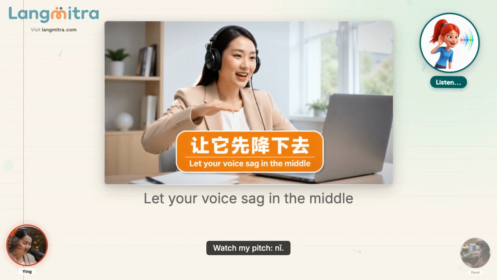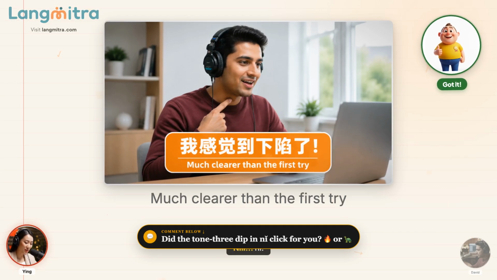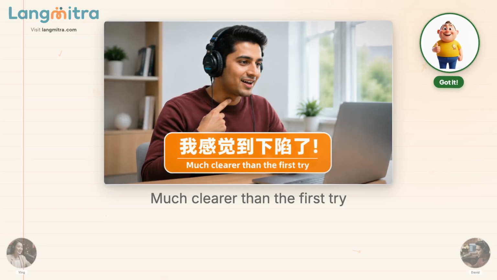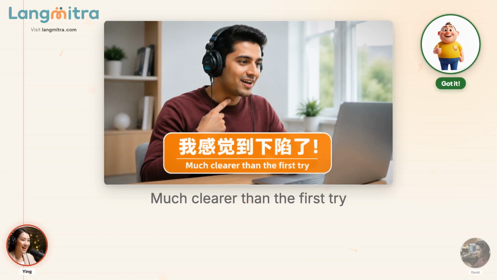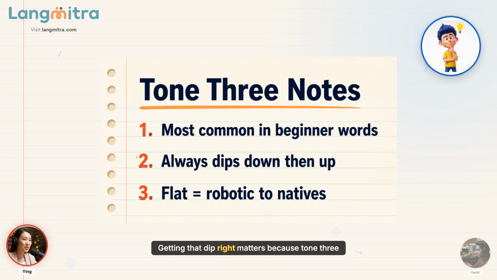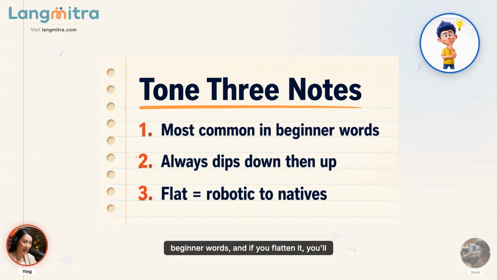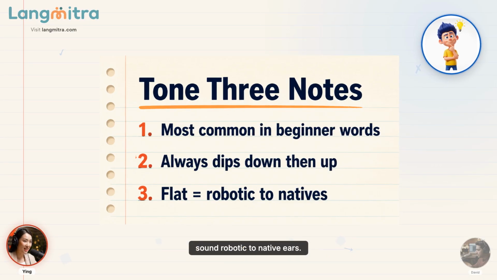Watch my pitch. Ni. Try it again and let your voice sag in the middle. Ni. Oh, I felt it dip that time. Yes, that was much clearer than your first try. Getting that dip right matters because tone 3 is one of the most common tones in beginner words, and if you flatten it, you'll sound robotic to native ears.